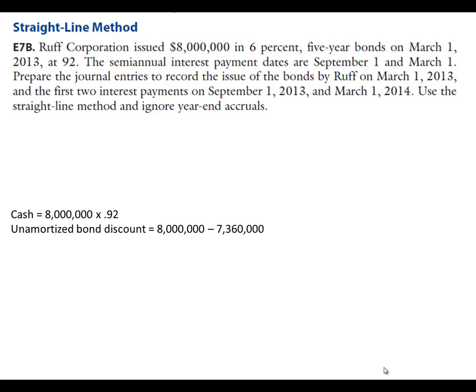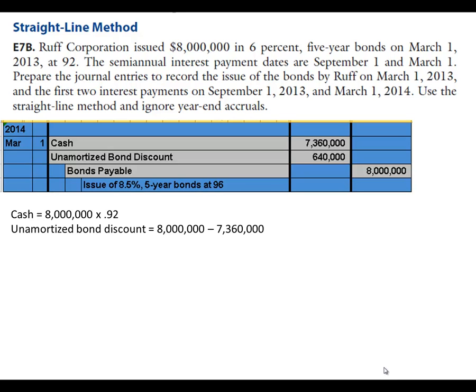So the first thing we want to do is, for the issue of the bond, we calculate the amount of cash that we're going to receive. So we're only issuing them at 92%. So we'll calculate 92% of the $8 million to determine the amount of cash we will receive, which will be our debit to cash. And then the unamortized bond discount amount will be the difference of the issue price and the amount of cash that we receive.